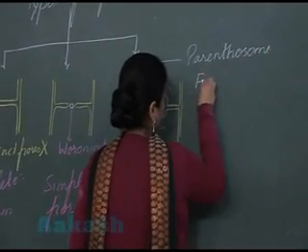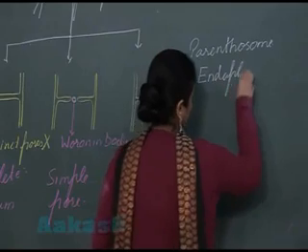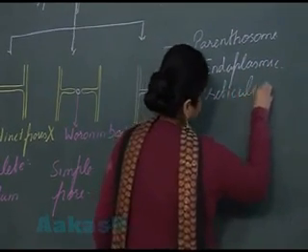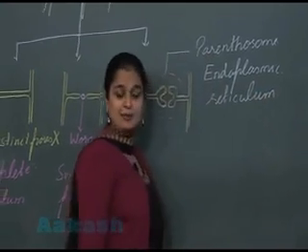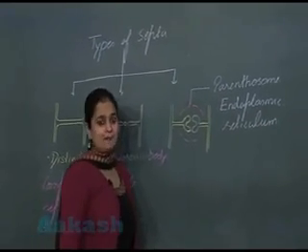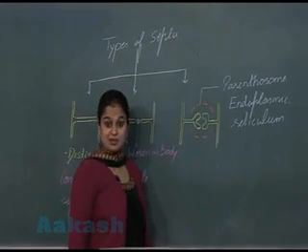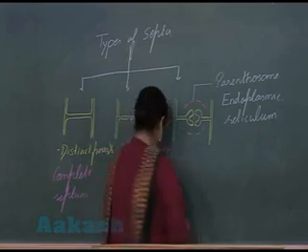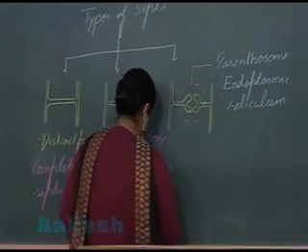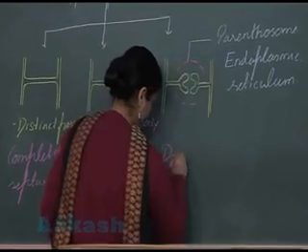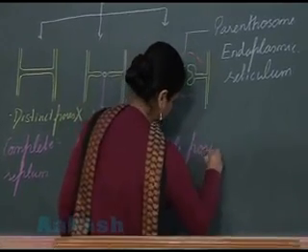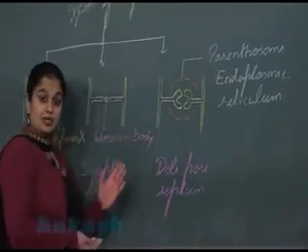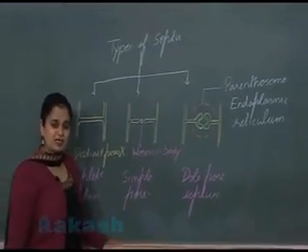And this cap is made up of endoplasmic reticulum. This cap is made up of a membrane-bound organelle, that is endoplasmic reticulum. This type of septa is known as dolipore septum. Yes, this is known as dolipore septum. So this was all about body structure.